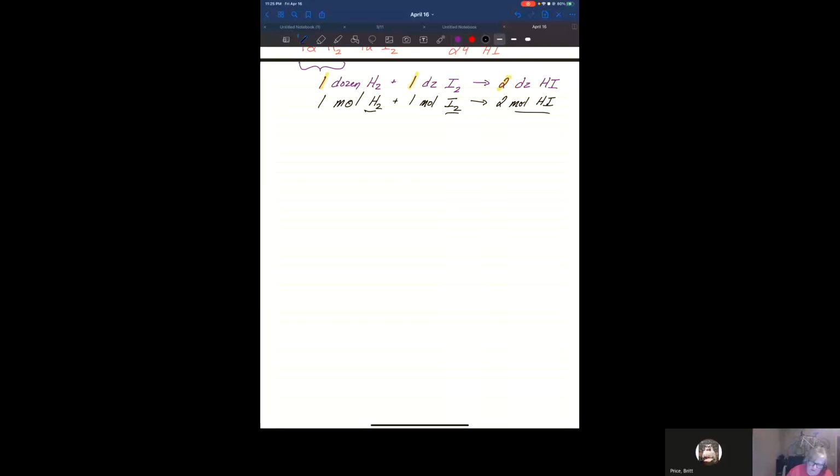As I said, one of the reasons why we went to moles is because we can't actually go and pick up individual pieces. And this is where the idea of molar mass comes into play.